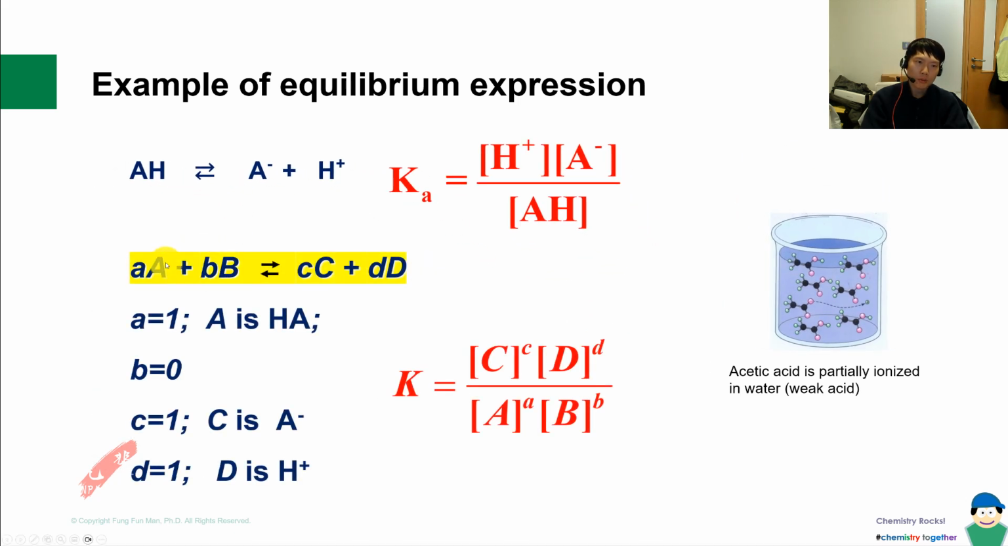In this case, I use a broad example here: AA plus BB giving you CC and DD. This is reversible, and from an acid dissociation point of view, you do not have D, so therefore D is 0. You cancel this term out. This is a reference.